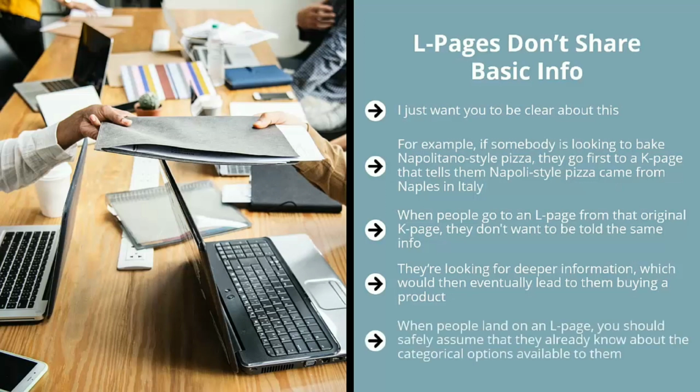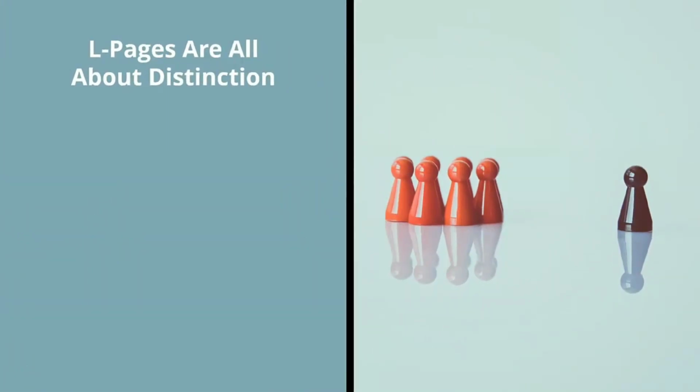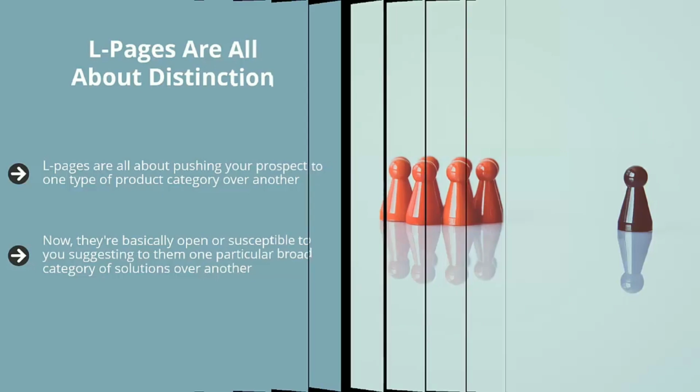When people land on an L page, you should safely assume that they already know about the categorical options available to them. L pages are all about distinction. L pages are all about pushing your prospect to one type of product category over another. In other words, since a reader ended up on your L page, they already think you are credible to a certain degree. Now, they're basically open or susceptible to you suggesting to them one particular broad category of solutions over another. In many cases, this involves disabusing them of earlier held beliefs regarding other options.